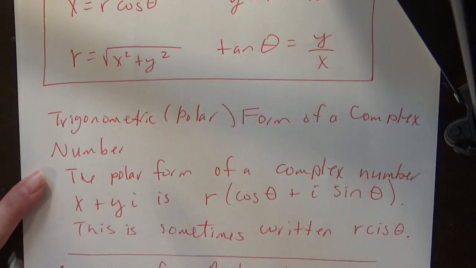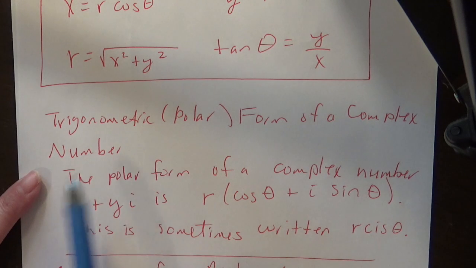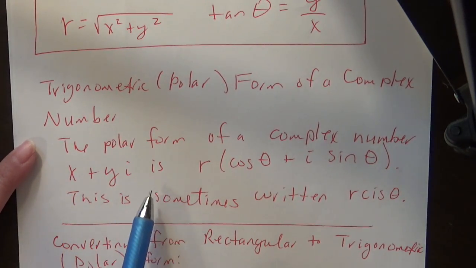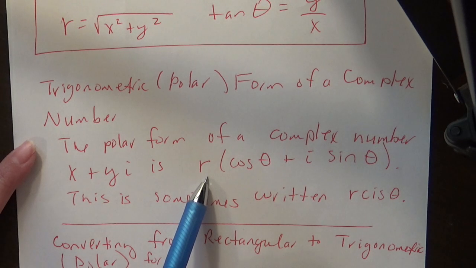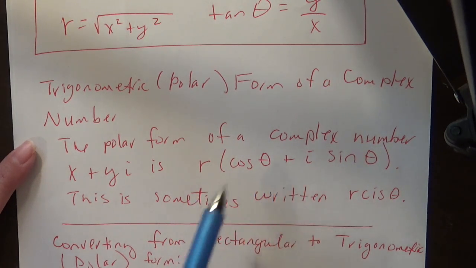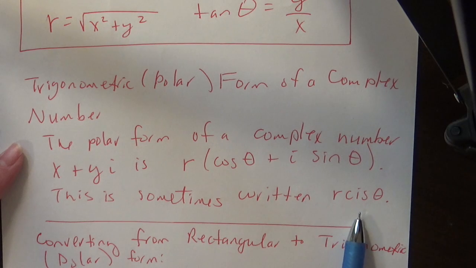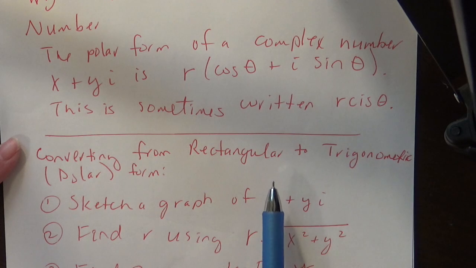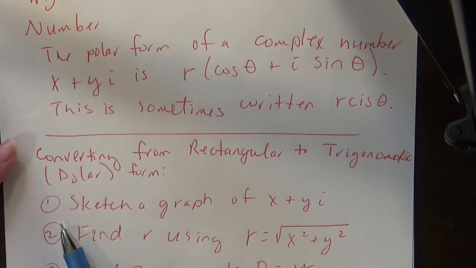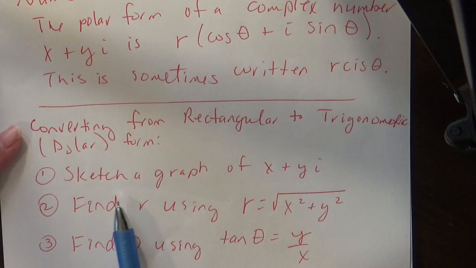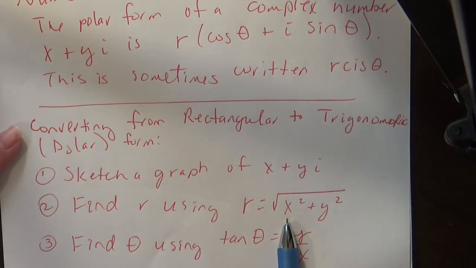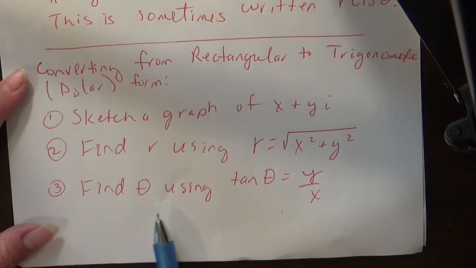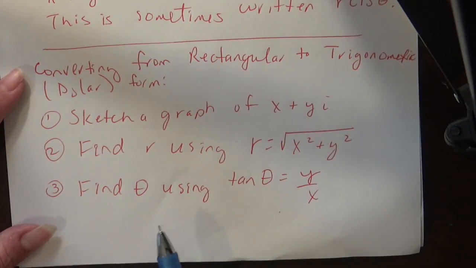So we already know this, you've used this before, but we're going to use it to help us with these problems. The trigonometric or polar form of a complex number x plus yi is r times cosine theta plus i times sine theta. This is sometimes written as r cis theta. Alright. Converting from rectangular to trigonometric or polar form, these are going to be the steps that we'll use in a couple of minutes. We first sketch a graph of x plus yi, then find r using r equals square root of x squared plus y squared, and then find theta using tan theta equals y over x. So we'll come back to these steps in a moment.